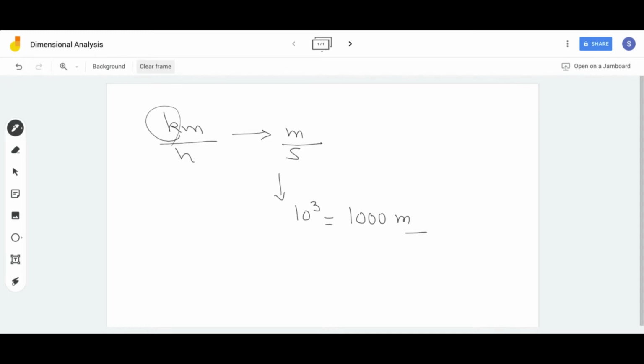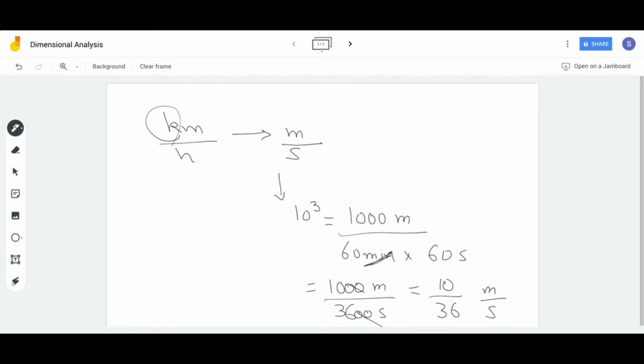And then an hour is going to have 60 minutes, and each minute has got about 60 seconds, right? So what you end up with is 1,000 meters by 3,600 seconds, and then you can cross these out, and it's going to be 10 by 36 is the conversion if you want to convert kilometers per hour to meters per second, right? So whatever that conversion is, you just multiply with that, and you'll get your answer in meters per second.